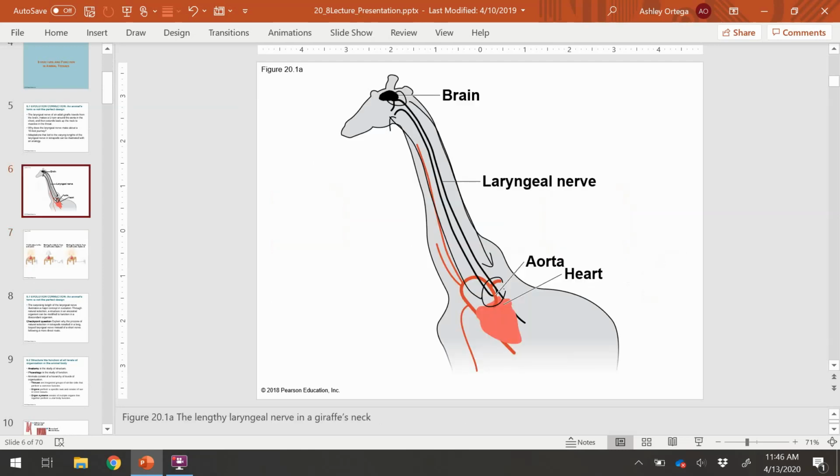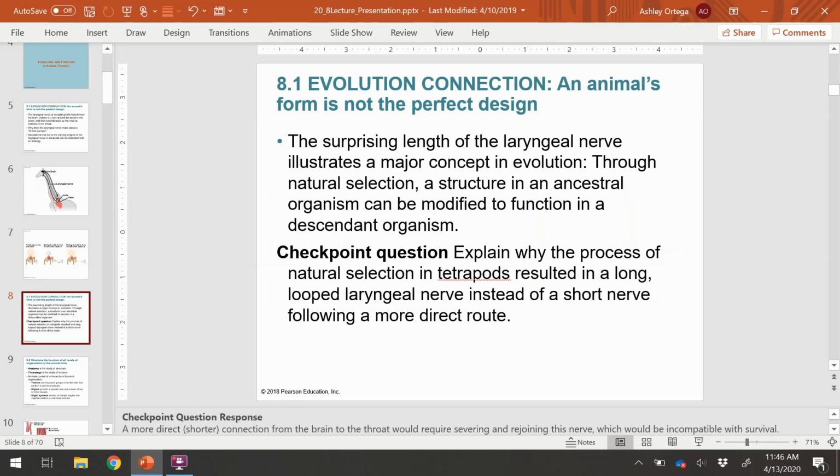It's why it's so long, because it, like that lamp and the table, got wrapped around, so to speak, the table's legs, which would be the aorta here. But to survive, it needed to stay plugged in, so to speak, as the neck grew longer. And so that just goes to show that not everything is made perfectly, but it's made to survive, which is a concept you'll want to understand.